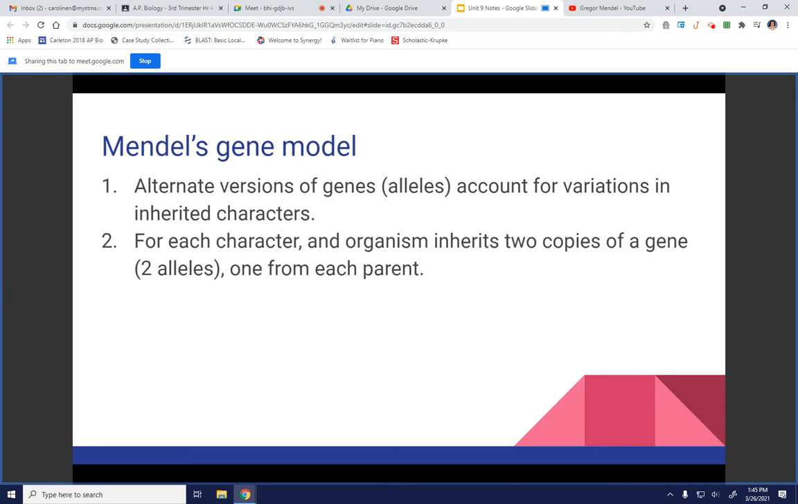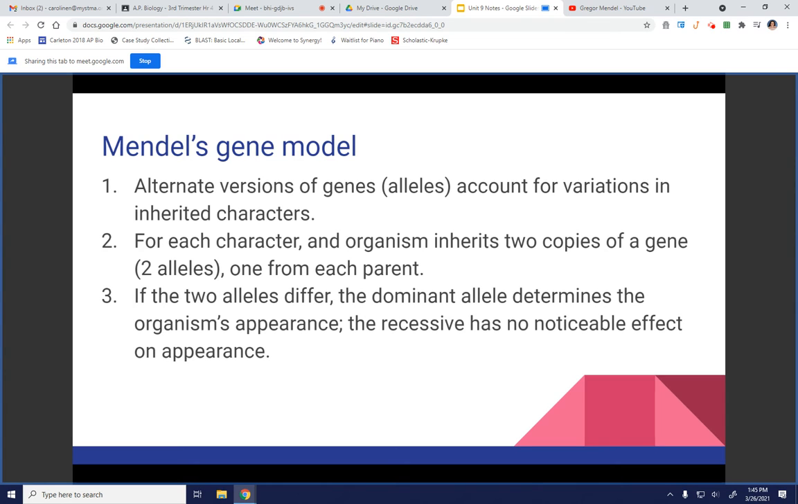For each character or trait, each organism inherits 2 copies of a gene, one from each parent, at least when we are talking about sexually reproducing organisms. Because, of course, if you're talking about something like bacteria, they don't have 2 parents. They're haploid. They have 1 copy of each gene that they pass on. But we're going to start talking here mostly about inheritance within people. And so we're talking about sexually reproducing organisms. So you have 2 copies of every allele, one that you got from your mom and one that you got from your dad.